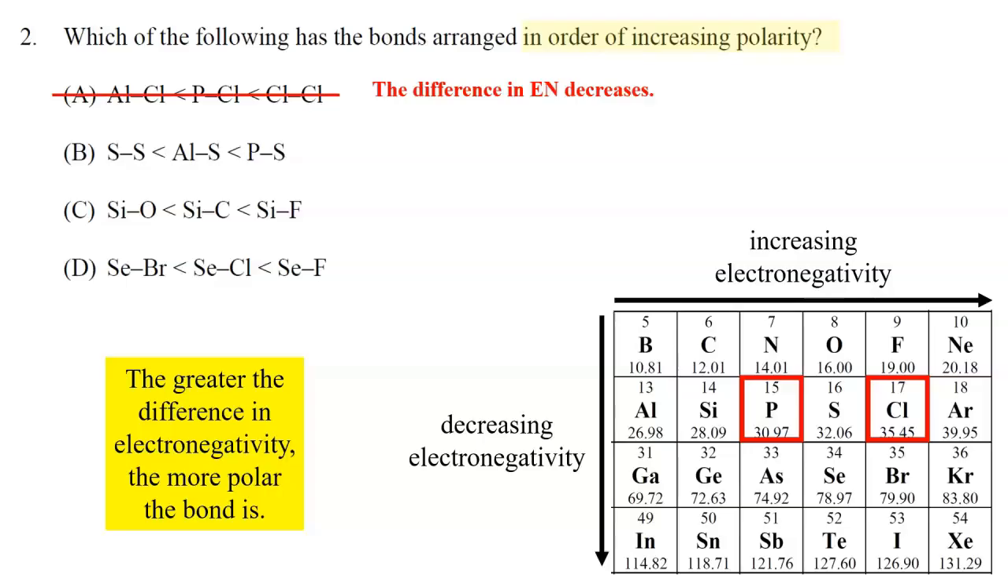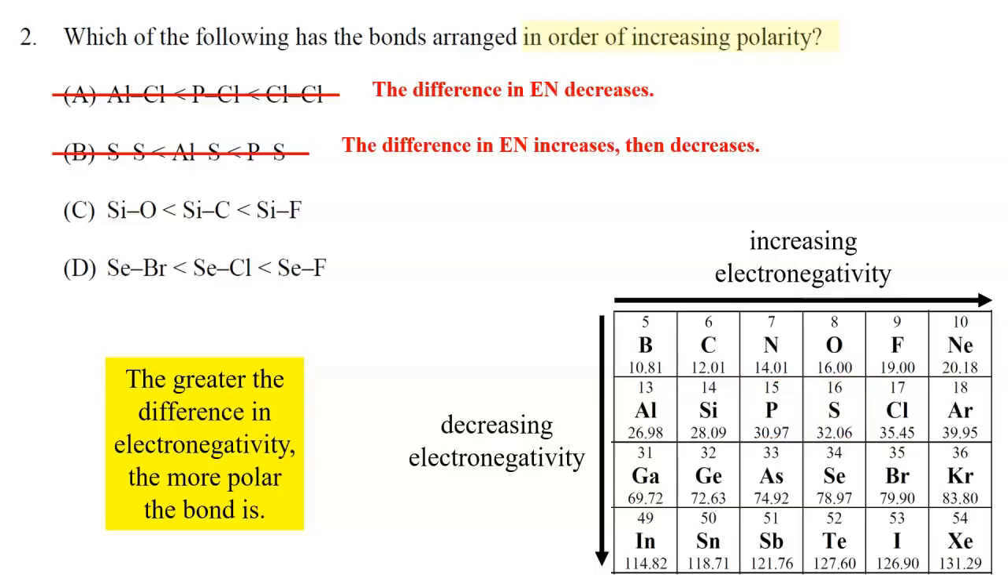Let's take a look at choice B. Well, we start off with a sulfur-sulfur bond, which would have a difference in electronegativity of 0. And then I would have a bond between aluminum and sulfur. So the aluminum-sulfur bond is, in fact, more polar than the sulfur-sulfur bond. But the third bond listed in choice B is between phosphorus and sulfur. And so I can see, based on general trends, that the difference in electronegativity between phosphorus and sulfur is actually less than that between aluminum and sulfur. So I can eliminate choice B for the following reason. The difference in electronegativity decreases after it increases, so it's just not consistently increasing when I compare all three of those bonds.